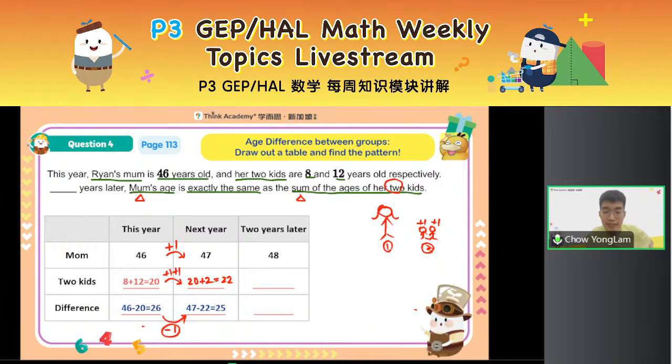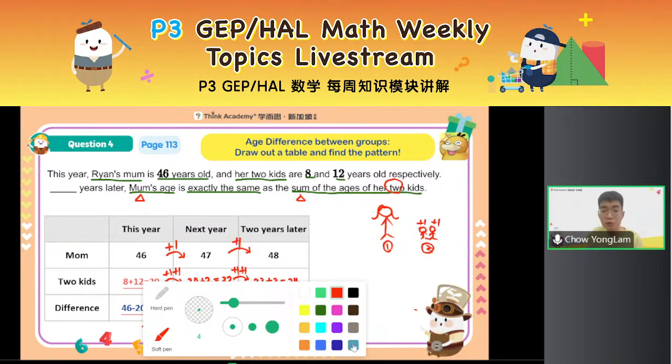Okay? So let's consider the next one. 2 years later. So let's add another one. 2 years later, the mother will be 48 years old. And another plus 1 for kid 1, another plus 1 for kid 2. So the total age of the two kids is now 22 plus 2, which is 24. So then their age difference is now 48 minus 24 equals 24. And you realize their age difference decreased by 1 again. So starting from an age difference of 26, every year the age difference will decrease by 1, decrease by 1, decrease by 1. But when do we want to stop?